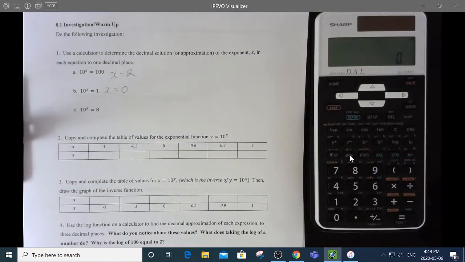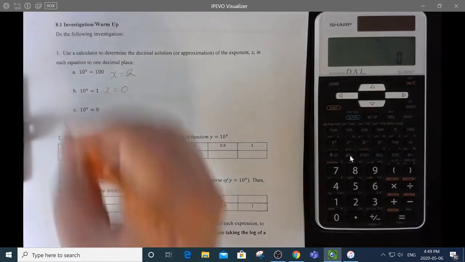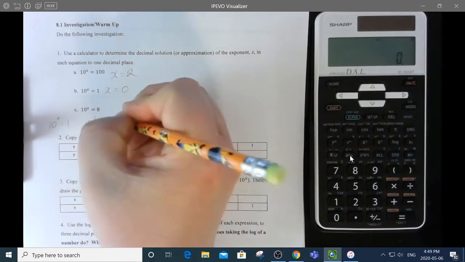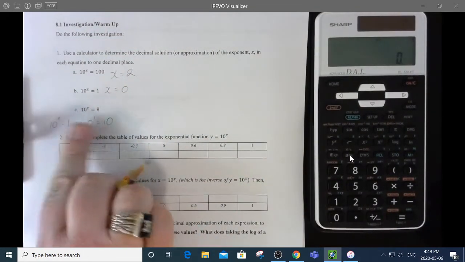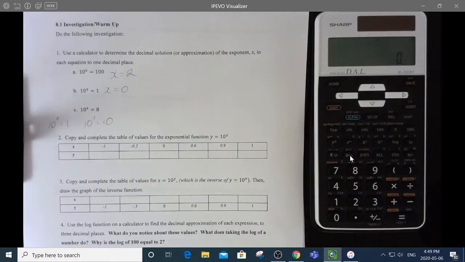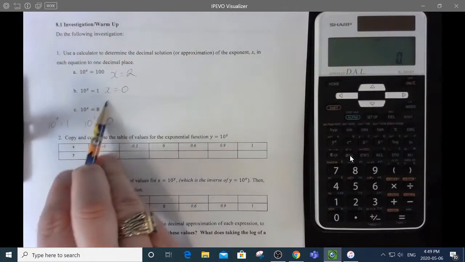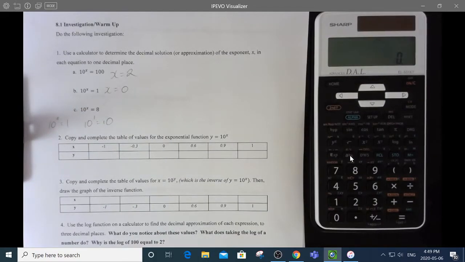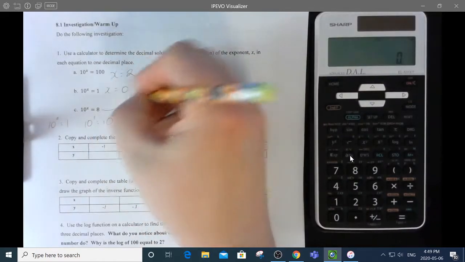But how many times do you have to multiply 10 by itself to get 8? I mean, 10 to the 0 we just said is 1, and 10 to the 1 is 10, so I can conclude that it's between 0 and 1. This x has to be a decimal between 0 and 1. And I'm guessing it's probably going to be closer to the 1, since 8 is a little closer to 10 than it is to 1. In fact, it's quite a bit closer. So I'm going to start by just guessing and checking.